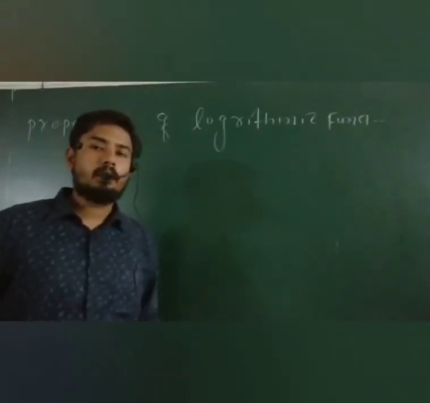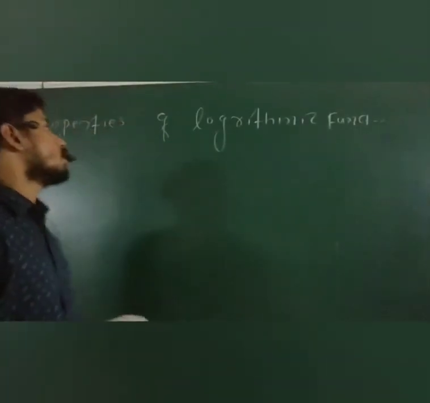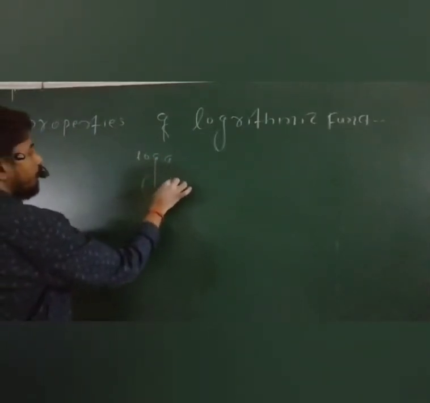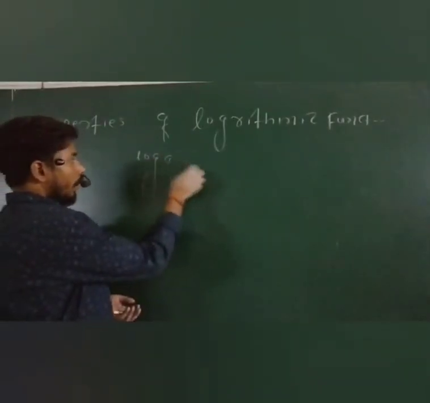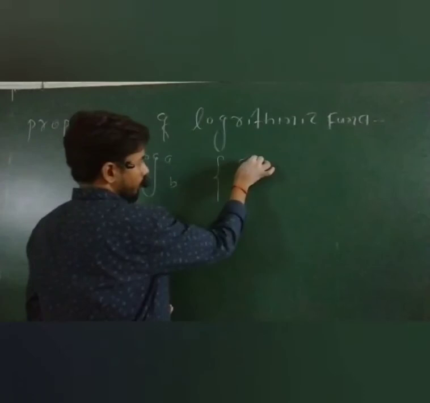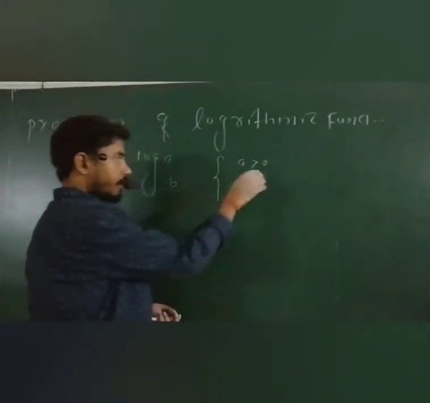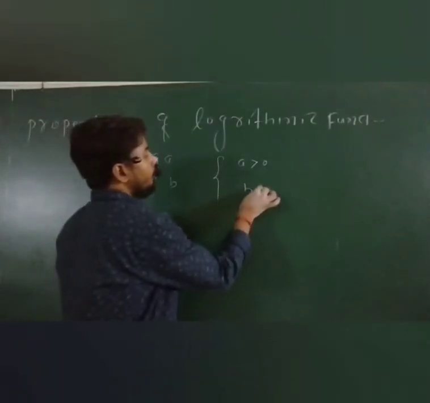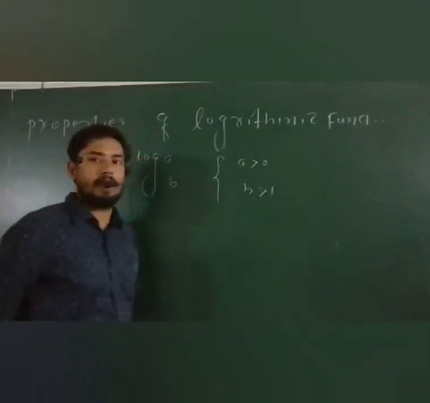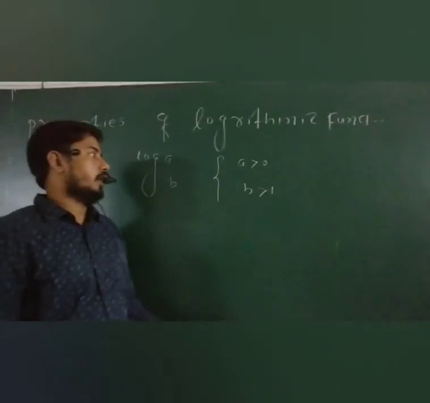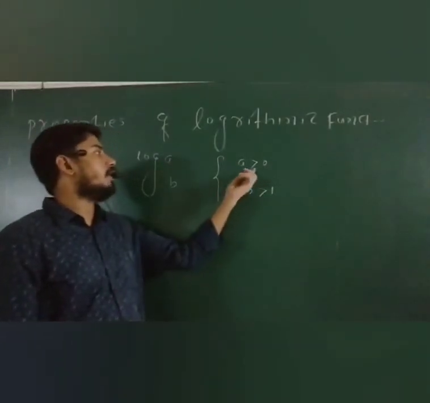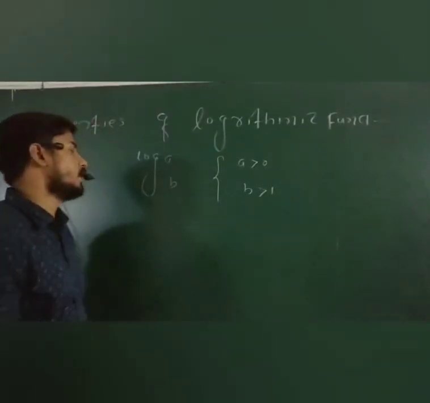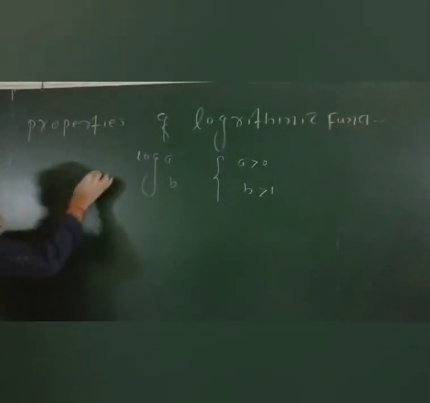So see here, properties of log. Suppose that I'm taking this log A and B. So A must be greater than 0. It may be less than 1, but it must be greater than 0. And B must be greater than 1. Done? Getting a point? So A always should be greater than 0 and B must be greater than 1. This is the first property.